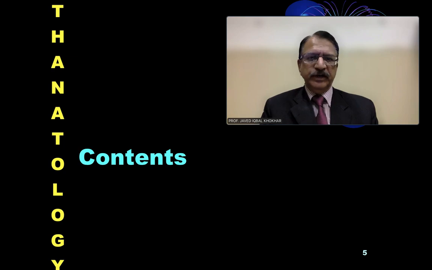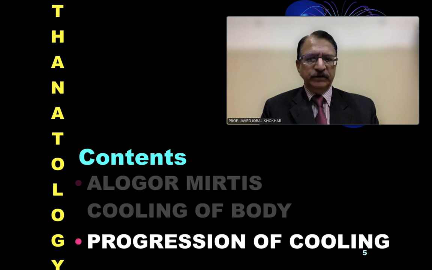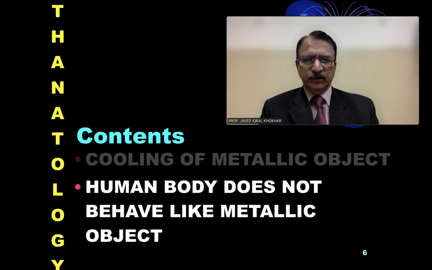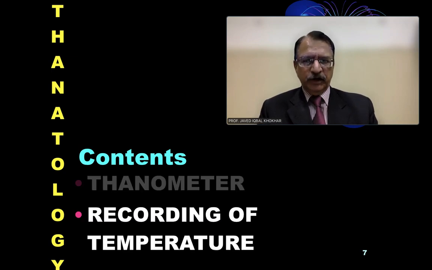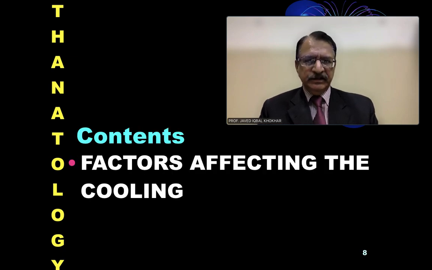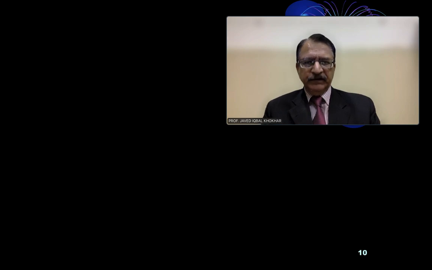The contents of today's talk will be that I will be discussing what is algor mortis, or cooling of the body, and how it progresses. Then the cooling of a metallic object, because the human body does not behave like a metallic object, so we have to differentiate between these two phenomena. Then what is a thermometer, how we record the temperature of the dead body, and what are the factors which affect the rate of cooling. Then what is postmortem caloricity.